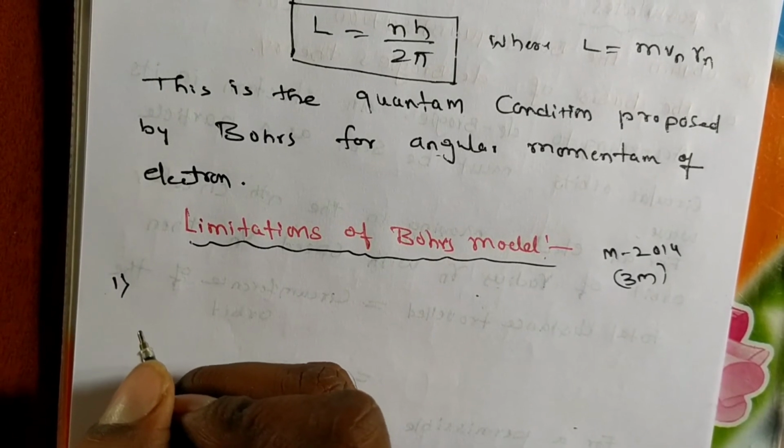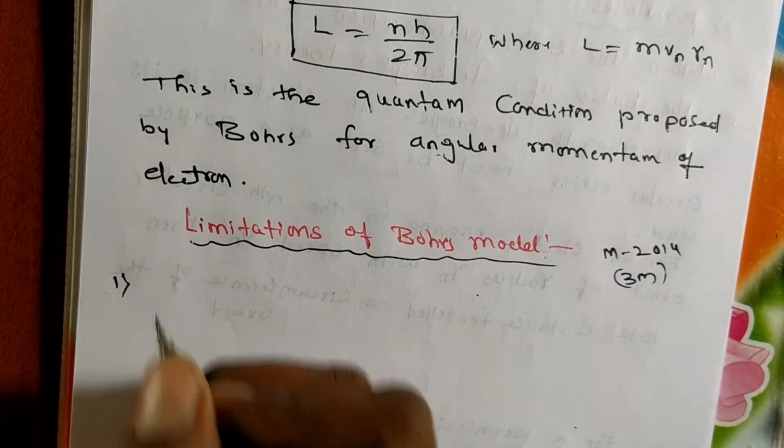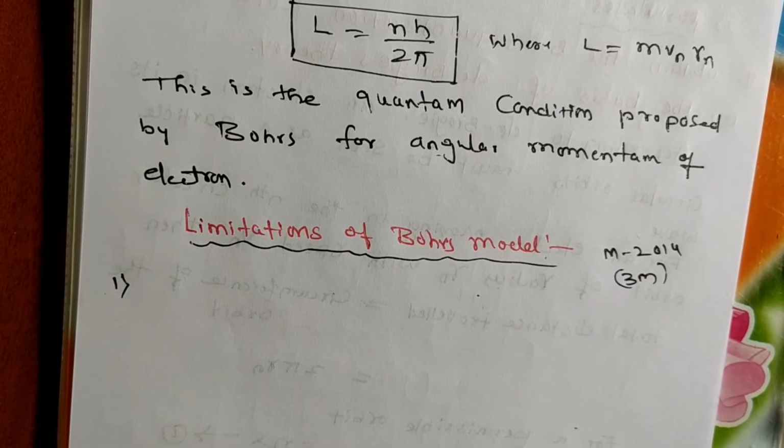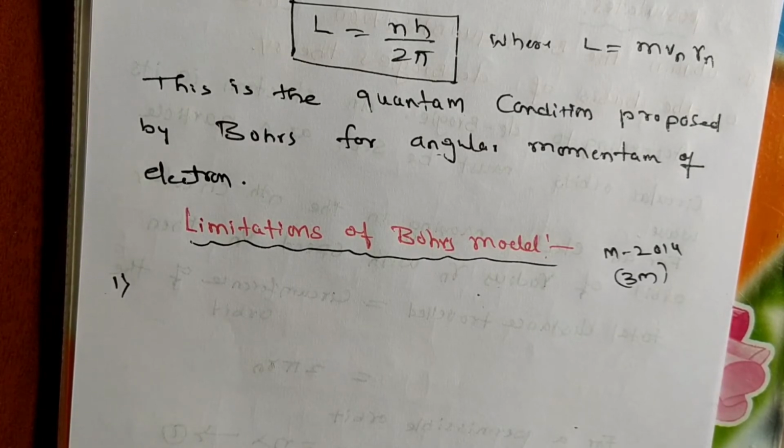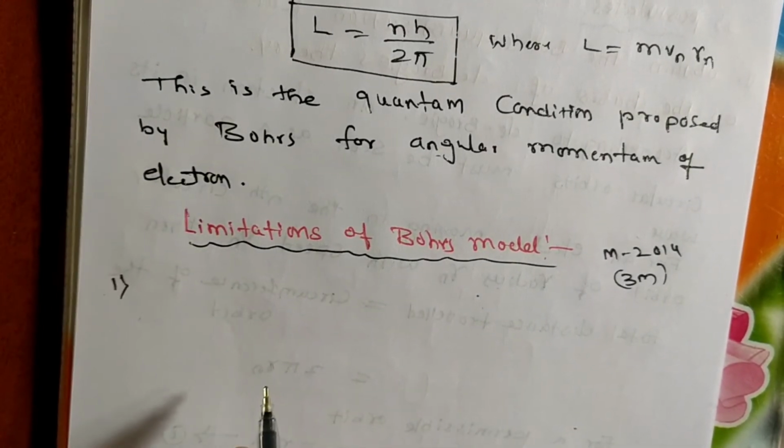Bohr's theory is applicable only to simple atoms like the hydrogen atom. It is not applicable to complicated atoms, atoms with more than one electron. This theory fails for atoms with atomic number greater than 1. Okay, it failed to explain these. First one, Bohr's theory.